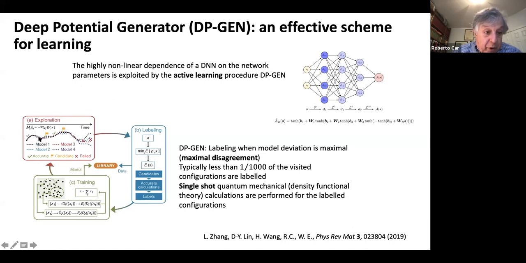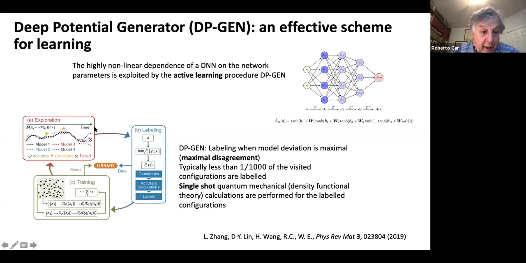And so we can explore the phase space with the so far trained deep neural networks, and we keep following this exploration procedure that is done with molecular dynamics, but molecular dynamics guided by the neural network, which is very efficient computationally, much less costly than quantum mechanical calculation. And we measure how close are the predictions obtained with different members of this ensemble of networks. As we reach a point where the predictions start to diverge, it means that the neural network is no longer good to describe properly this property at that thermodynamic condition.